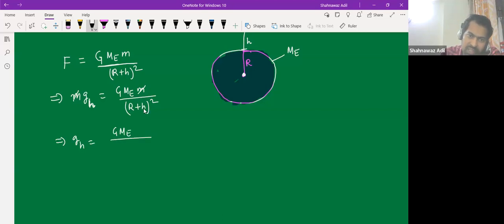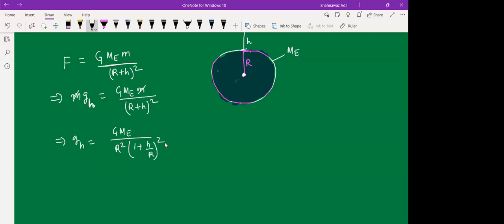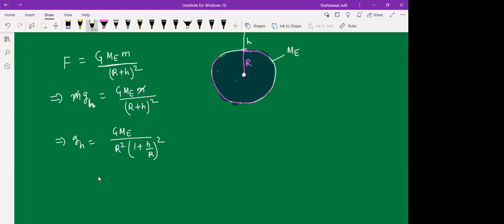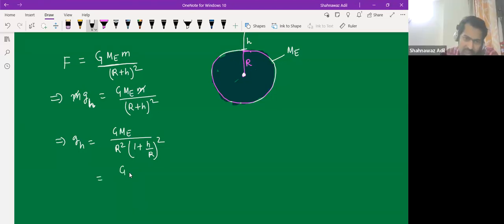If we take R common and take it outside of the square, we'll get R square, and then 1 plus h by R, to the power square. Right, guys? Is this part clear for everyone? Why is this R square? Is it clear? Good.